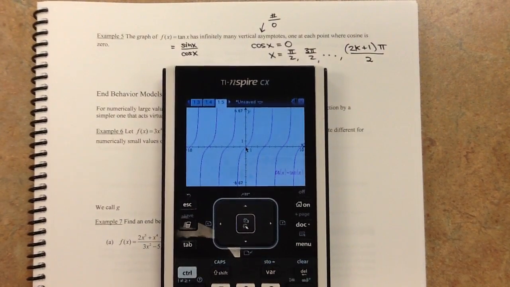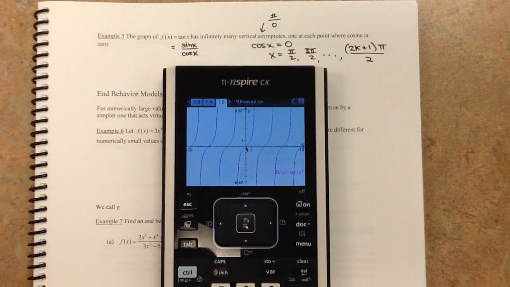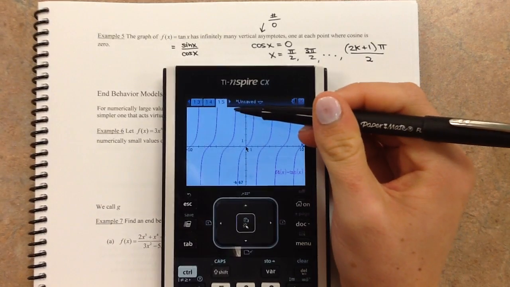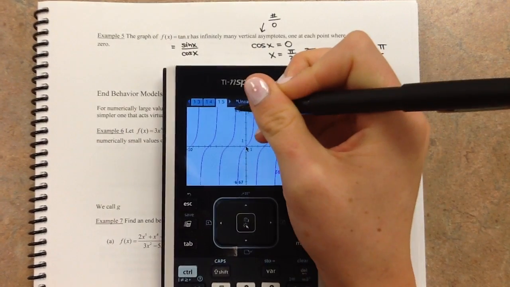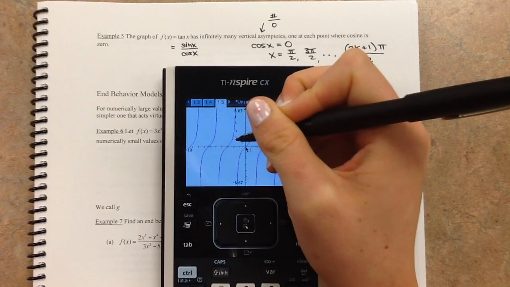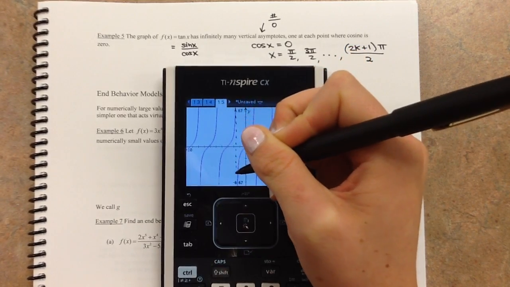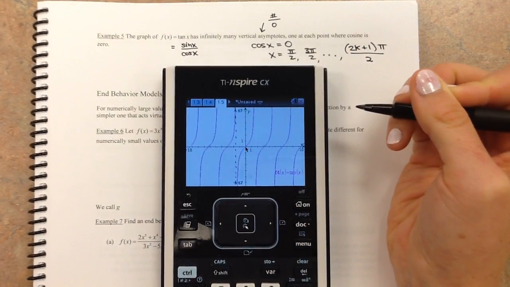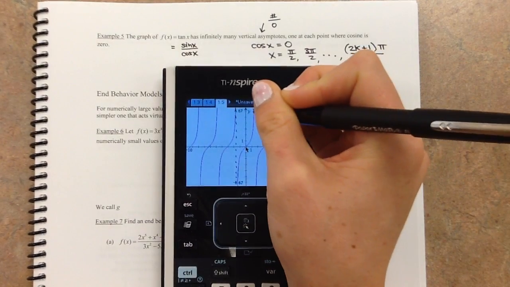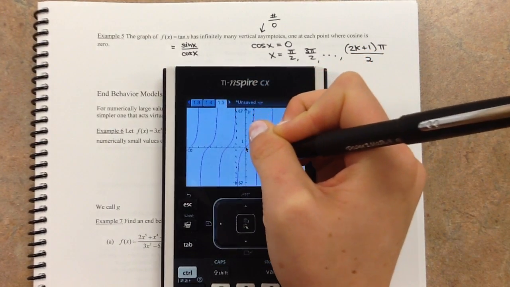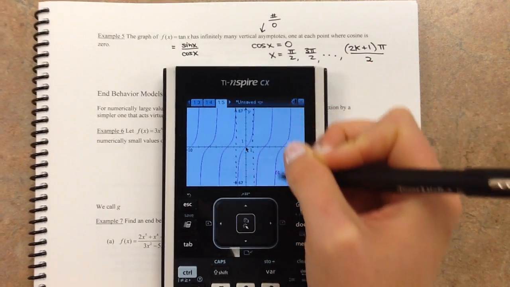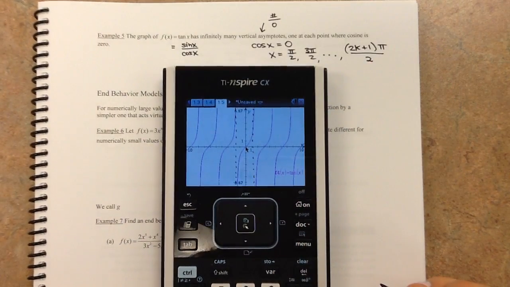See, we've got an infinite number of vertical asymptotes, and at every single one of those values, so I'm going to draw on this, don't mind me. So you've got a vertical asymptote right there. That must be negative pi over 2. And then here's positive pi over 2, 3 pi over 2, 5 pi over 2. They just keep going like that.